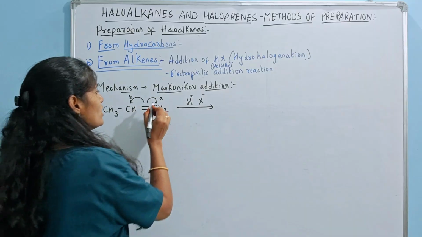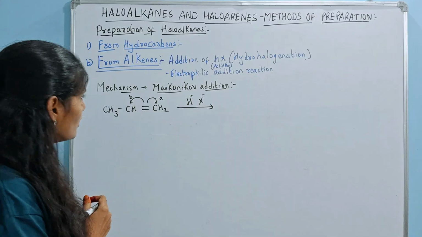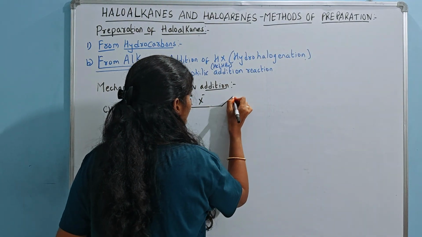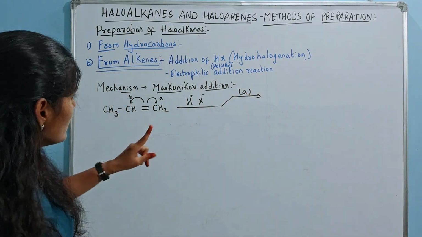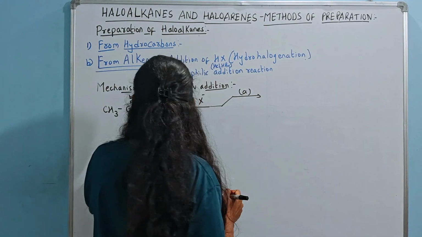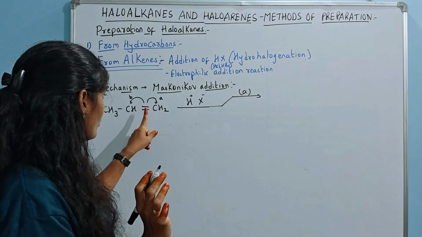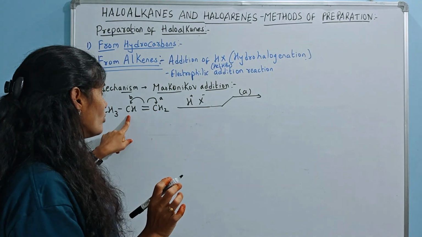Now imagine it is following path A. What will happen if it is following path A? I will write it like this for your better understanding. If it is following path A, then the electrons will get shifted here. So this will be the negative part and this will become the positive part.